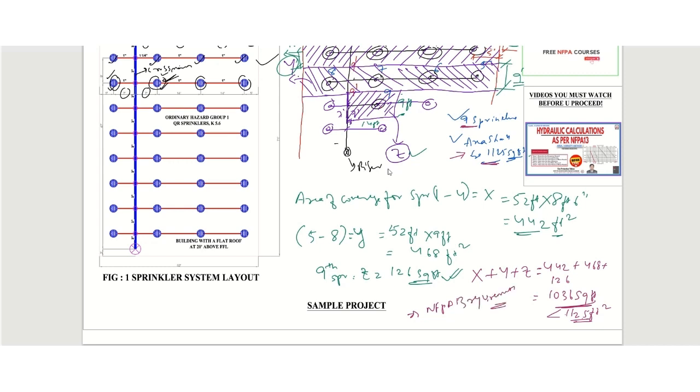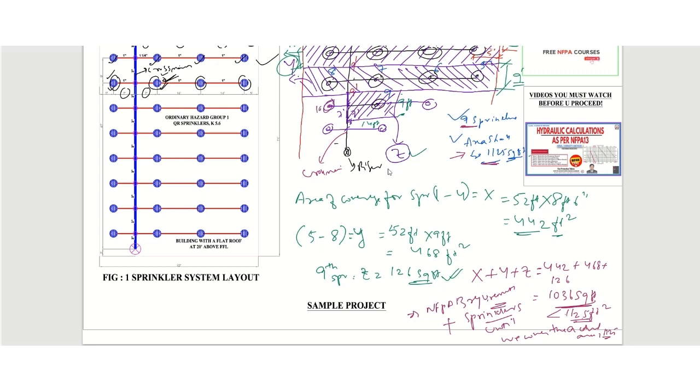So we must add sprinklers until we cover the actual area, which is 1125. So now what we need to do, we need to consider one more sprinkler. As I already told you, for tree system, the sprinkler must be considered which is nearest to the cross main. So obviously we will consider this sprinkler.